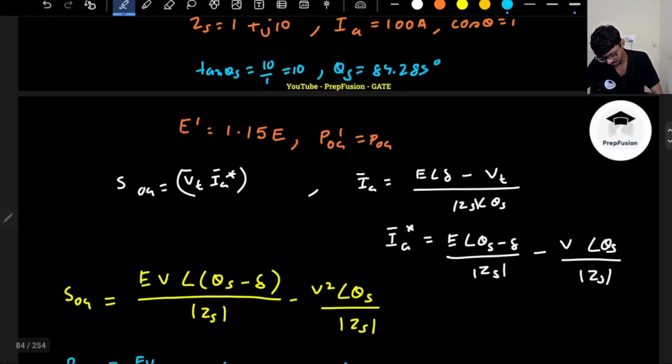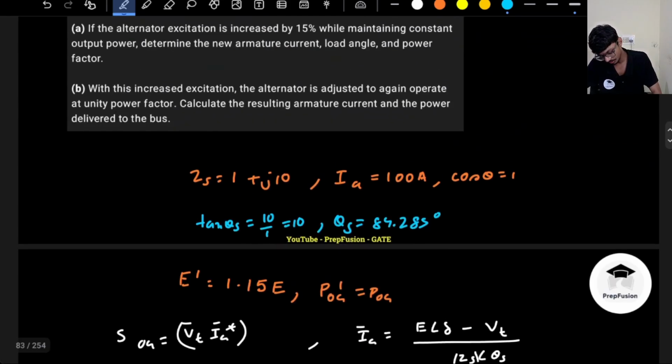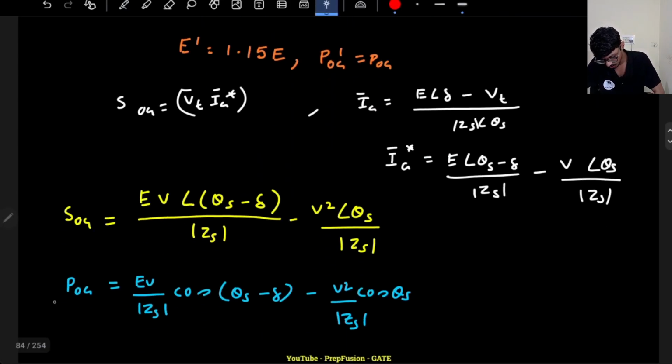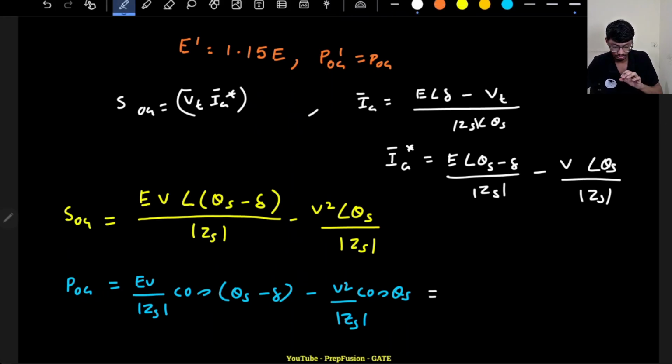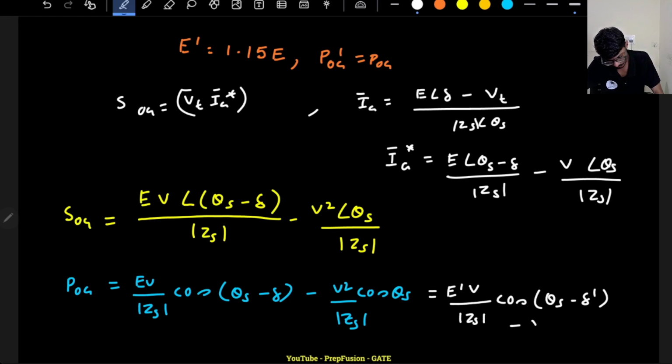So what are they asking? They are asking me IA, right? I know the excitation has increased, so POG will remain the same. If POG is the same, then this will be equal to the new POG with the new excitation. So this will be equal to E dash, because E has changed to E dash. V will remain the same, it will not change. This will be ZS only, cos theta S of course is theta S only. Delta will become delta dash, minus V square by the magnitude of ZS.